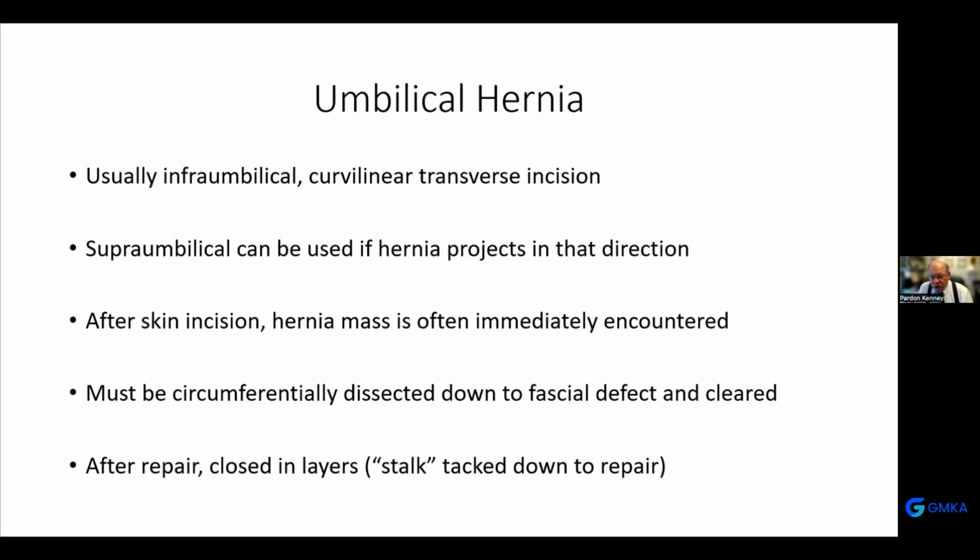You have to circumferentially dissect the hernia mass off of the undersurface of the umbilicus, and that sometimes is difficult. And then after the repair, whether it's done primarily with sutures or whether you put in a piece of mesh, you have to close it back in layers, and then the stalk of the umbilicus is tacked down to the fascia to recreate the umbilicus going into the abdomen.